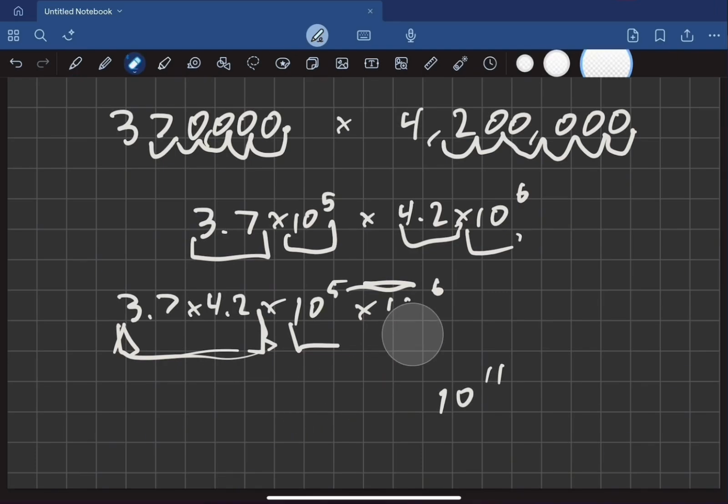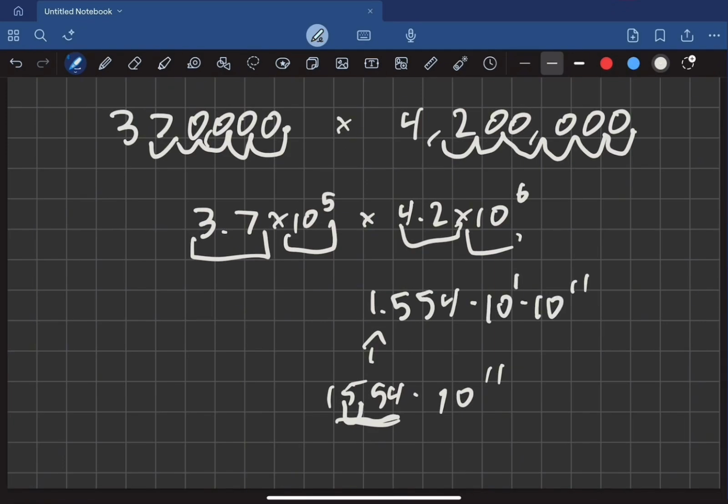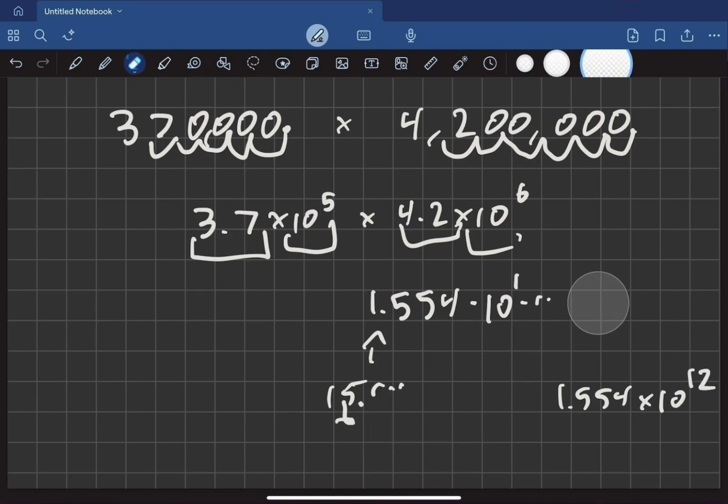So now we can see that this equals 15.54 times 10 to the 11th. And as we discussed before, you don't want this leading number to be greater than 10. So we're just going to pop this back 1, and this will turn into 1.554 times 10 times 10 to the 11th. Notice this is 10 to the first, so this becomes 1.554 times 10 to the 12th. And that just makes it a lot easier.